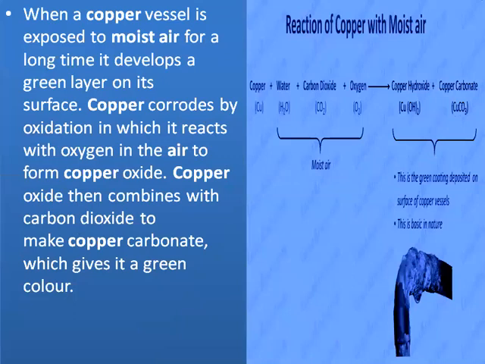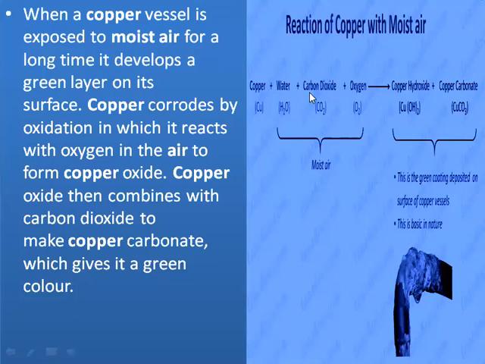When a copper vessel is exposed to moist air for a long time, it develops a green layer on its surface. Copper actually corrodes by oxidation, in which it reacts with oxygen in the air to form copper oxide. Copper oxide then combines with carbon dioxide to make copper carbonate. Copper also combines with water present in moist air or moisture and forms copper hydroxide. This gives a green color.